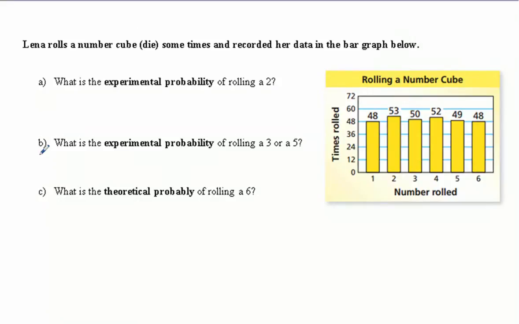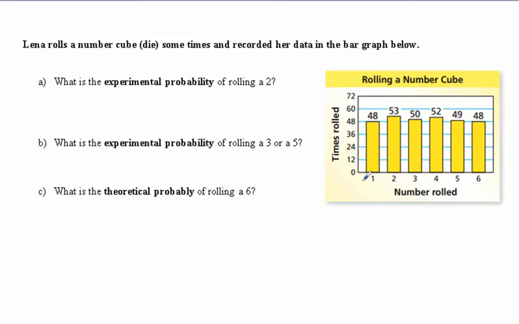Lena rolled a number cube, or a die, a few times and recorded her data in the bar graph below. So let's take a look at this so we can understand what this is talking about. Rolling a number cube, the number rolled, so here are her numbers. She could have rolled a 1, a 2, a 3, a 4, a 5, or a 6. And this is the number of times she rolled them.